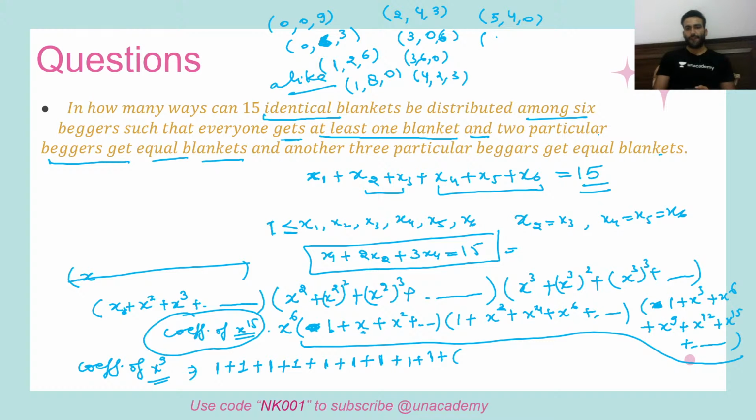5, 6, it will become 11, so I can't take. So now from this first term, let's take 6. If I take 6, I can take 0 from here and 3 from the last. That is possible, so I'll have one more case.